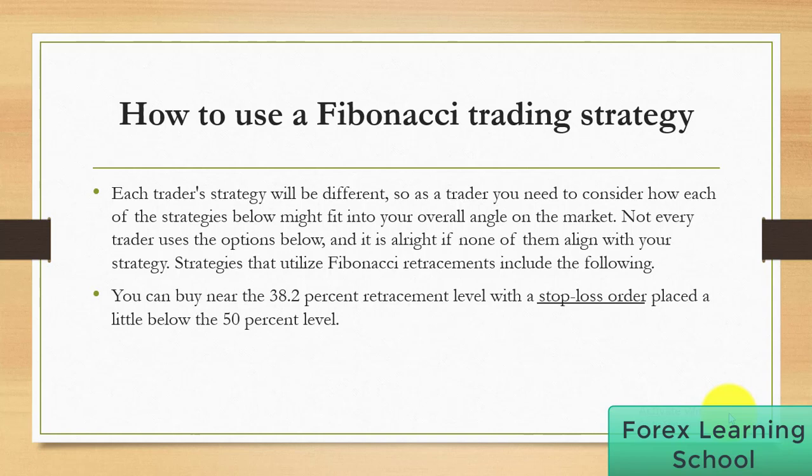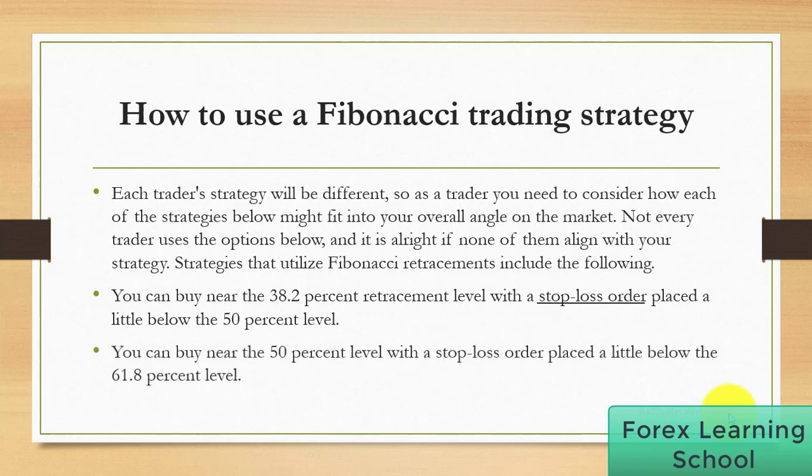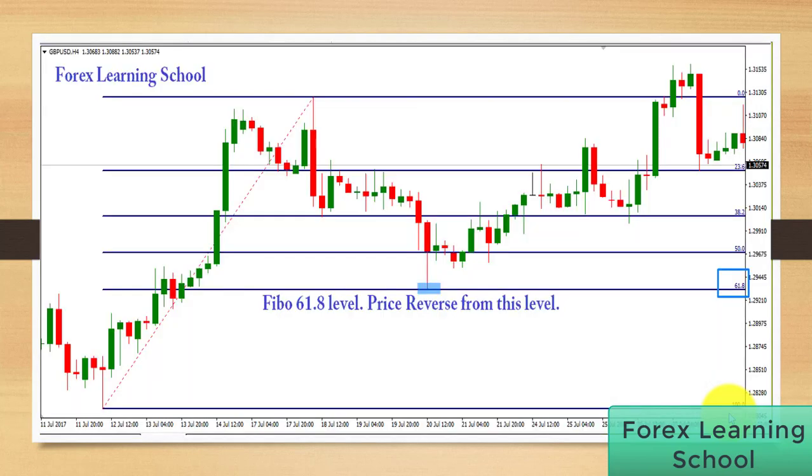You can buy near the 38.2% retracement level with a stop loss order placed a little below the 50% level. You can buy near the 50% level with a stop loss order placed a little below the 61.8% level. Let's check a chart.